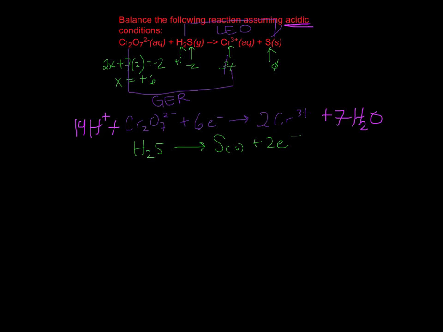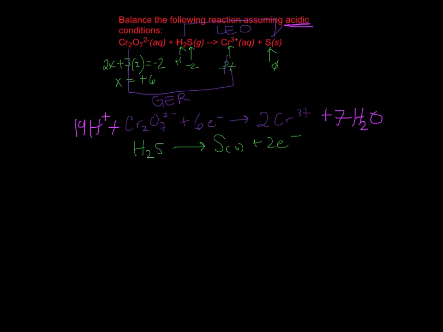The next step is you want to make sure that your charges are all balanced. So here we have a charge of +6 on the left. Over here we have 14 plus negative 2, which is positive 12, plus negative 6 is positive 6. So we also have a balance of charge on either side.